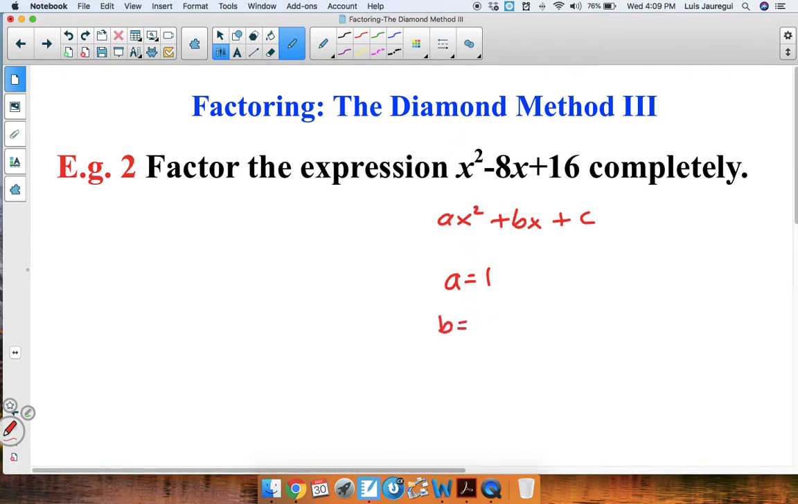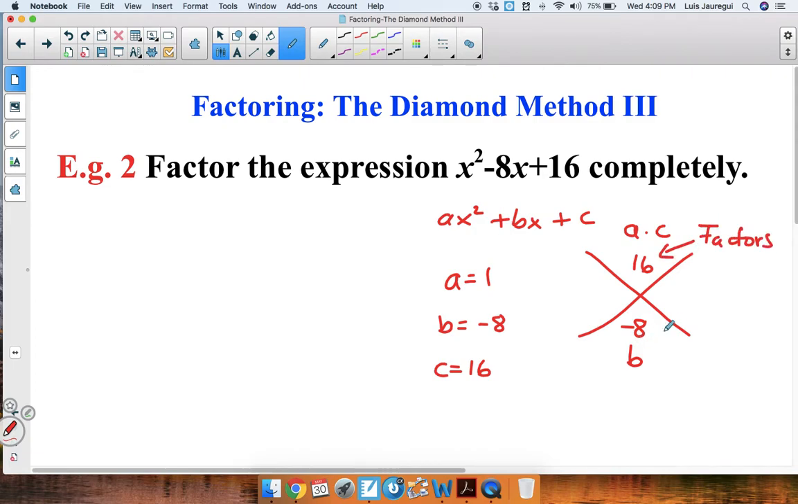B is equal to negative 8 because that's the coefficient of your linear term. And C is equal to positive 16 because that's your constant term. Now, in order for us to use the diamond method, we multiply A times C and we obtain B over here. Now, notice that A times C is 1 times 16, which is 16, and B is equal to negative 8. So what we're looking for is factors of 16 that add up to negative 8.